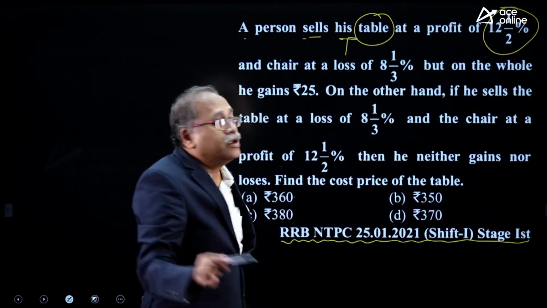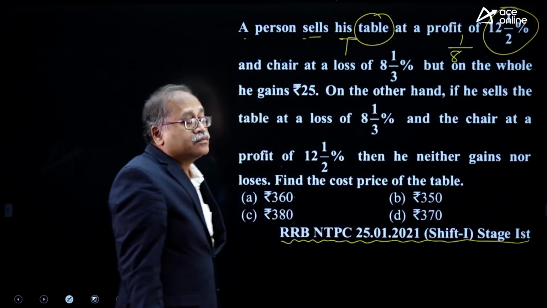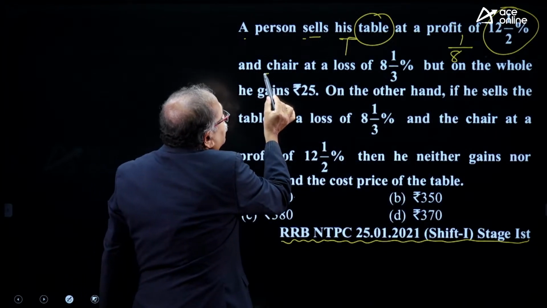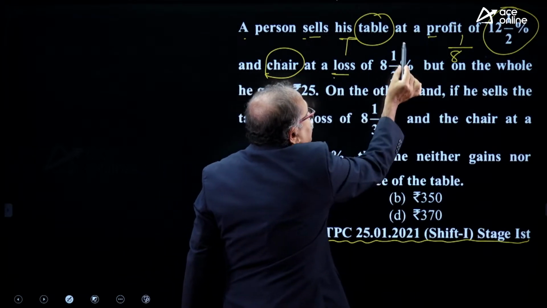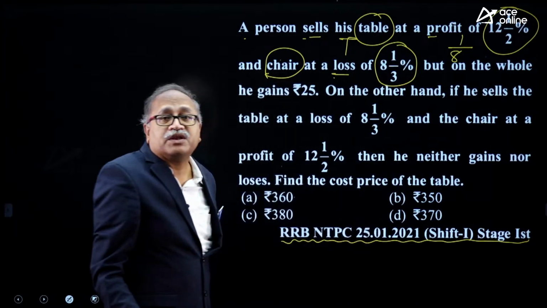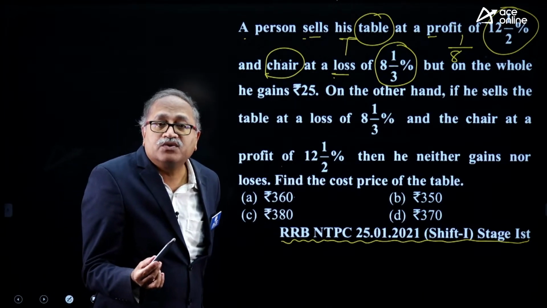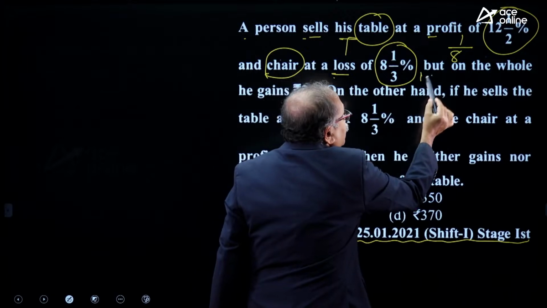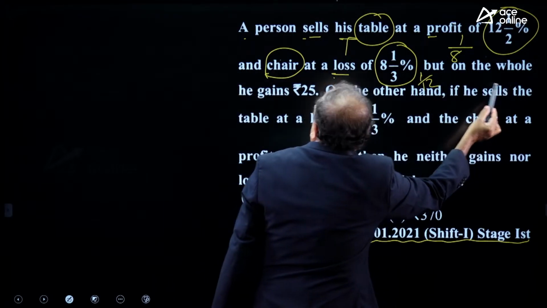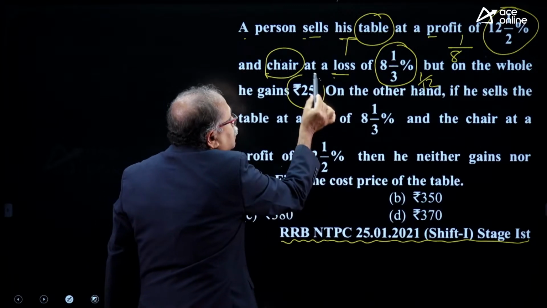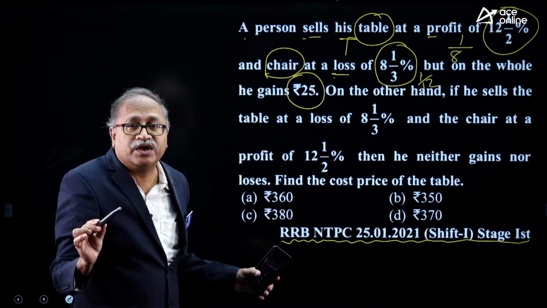12.5%. What is the fraction of 12.5%? That is 1/8. And a chair at a loss of 8 1/3%. What is the fraction of 8 1/3%? 1/12. So 1/12 is the loss. But on the whole he gains rupees 25. Overall he makes a profit of 25.